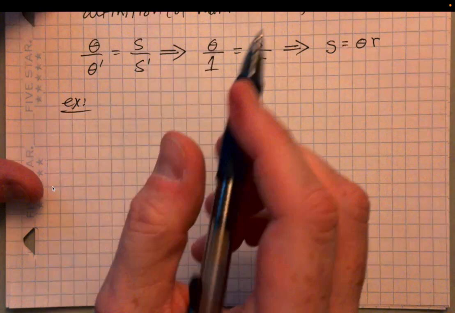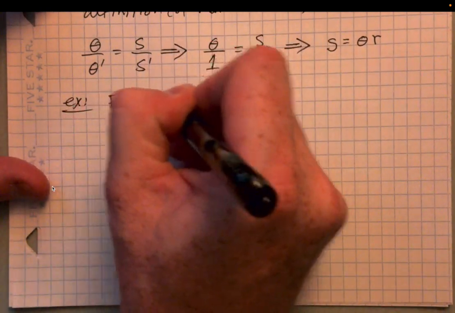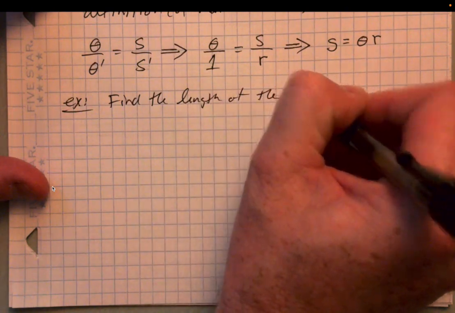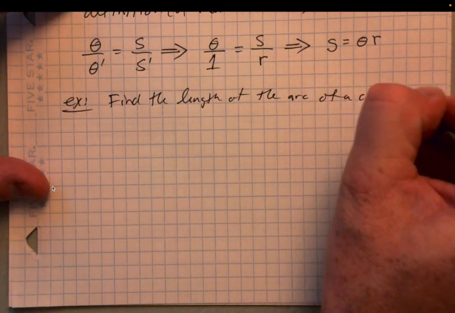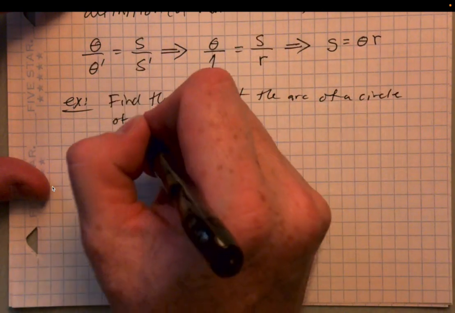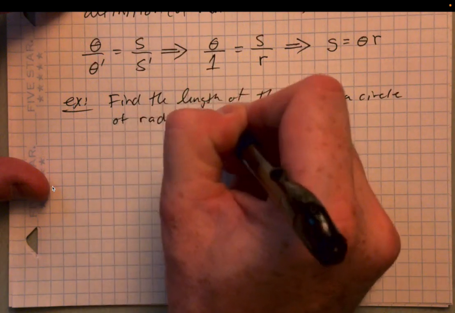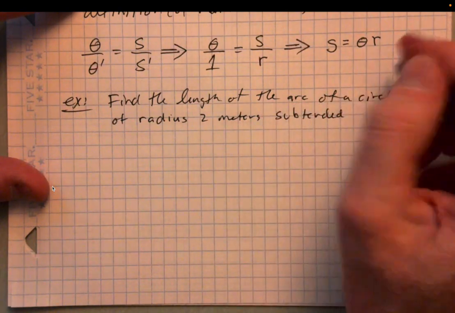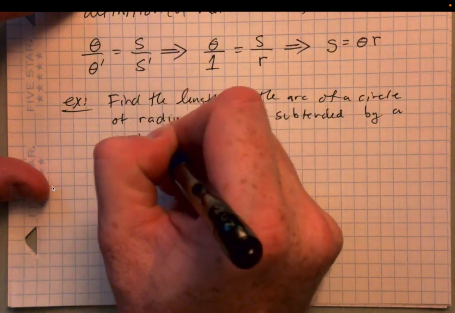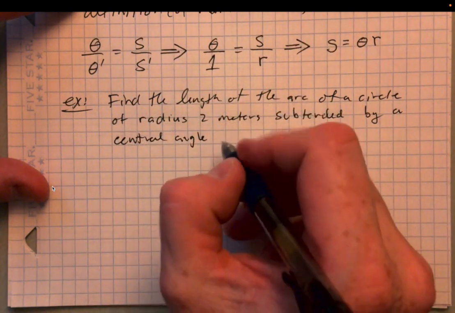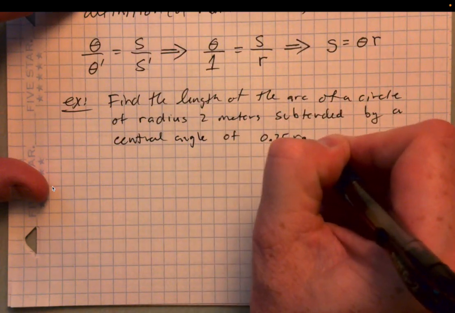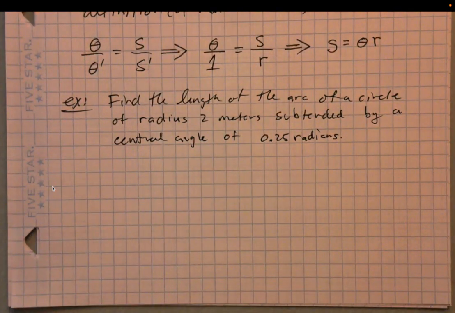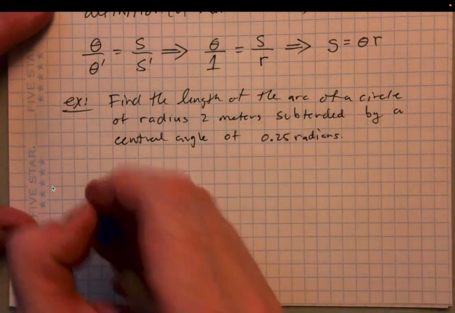Let's say: find the length of the arc of a circle of radius 2 meters, subtended by a central angle of 0.25 radians. All right, so we're looking for the length of the arc, so we need s.